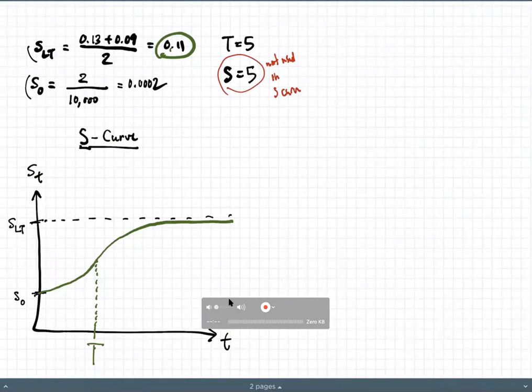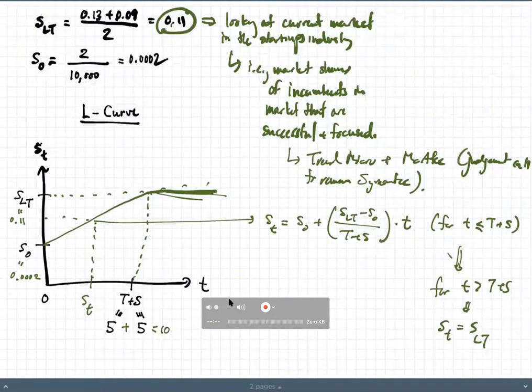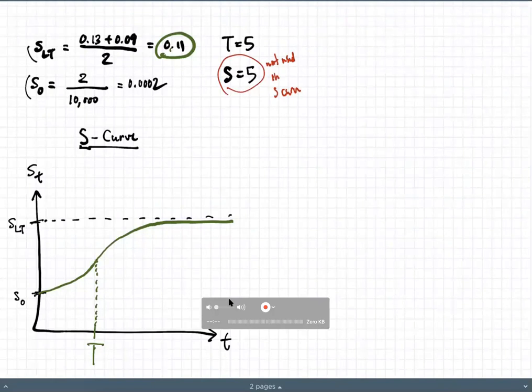Relative to an L-curve, the L-curve is simpler. It's just equal increments of market share over time until your stable growth phase, in which case you just have a constant market share thereafter. Whereas with an S-curve, you have an increasing rate of market share acquisition over time until your exit date, where you have the steepest rate of market share acquisition. And then you gradually have declining market share acquisition until you eventually converge to your long-term market share.